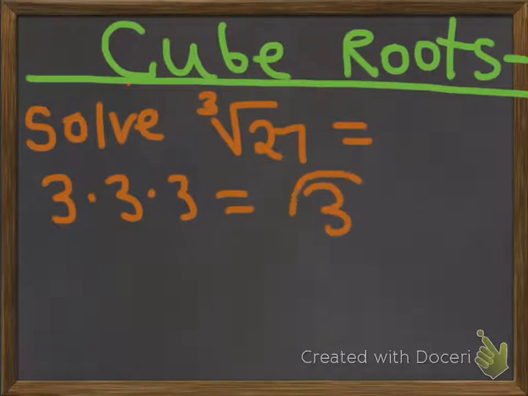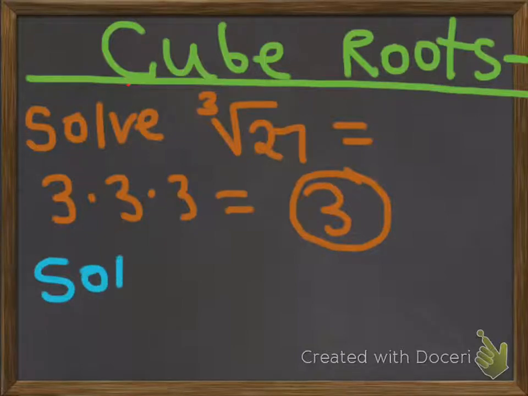So in this, all you have to do is like square roots, except you have to find what 3 numbers can be multiplied to get 27. So the answer would be 3, since 3 times 3 times 3 is 27. Now let's try another example.